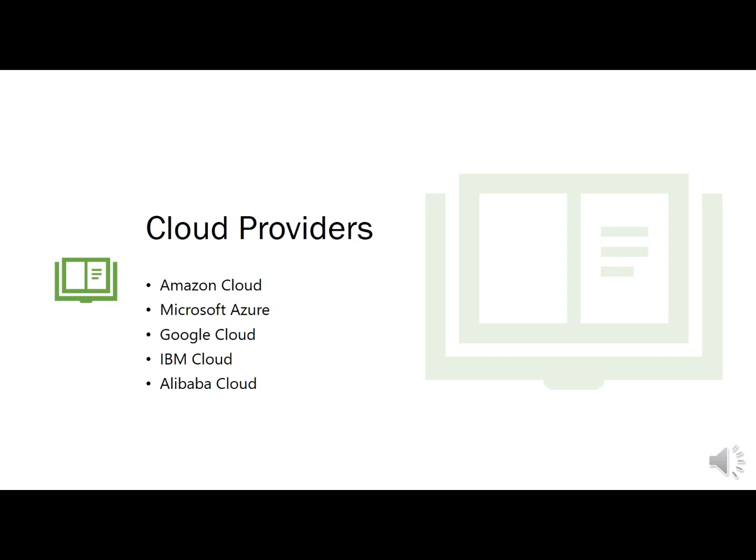So now we are looking at the cloud providers: Amazon Cloud, Microsoft Azure, we have Google Cloud, we have IBM Cloud, Alibaba Cloud. There are so many other clouds, Huawei Cloud, there are so many. But Amazon Cloud is currently leading, and Microsoft Azure is currently second. But Microsoft Azure seems to be growing faster than Amazon Cloud right now. Google Cloud, IBM Cloud, Alibaba Cloud, all these are cloud providers.